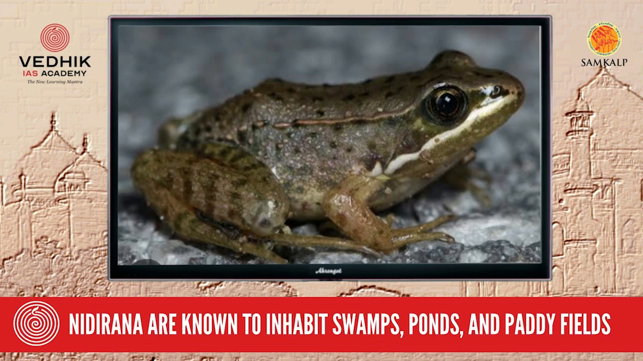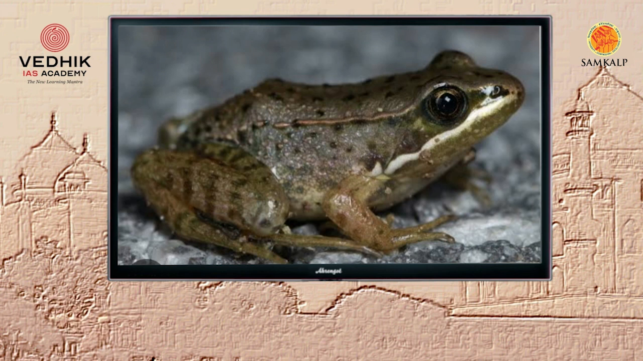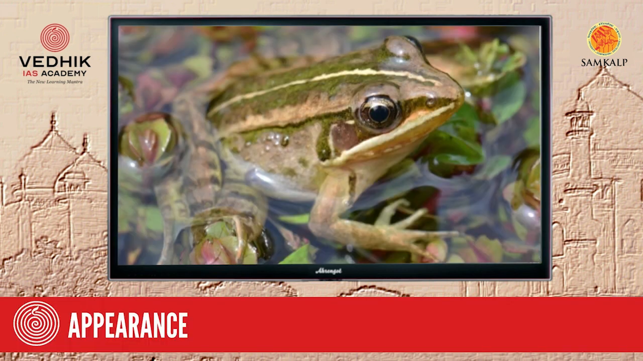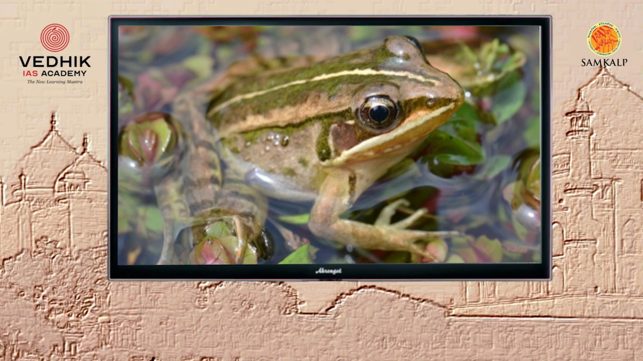The Nidirana species is known in Japan, Taiwan, China, Vietnam, Laos, and Thailand. Nidirana are known to inhabit swamps, ponds, and paddy fields, and they often construct nests to lay their eggs. The new species was named after the Noa Dihing River, which is near where the specimens were discovered and collected. The amphibians have irregularly shaped and sized spots on their eyelids, and they have dark stripes around their moderately large eyes.